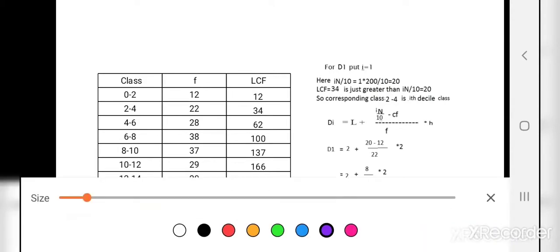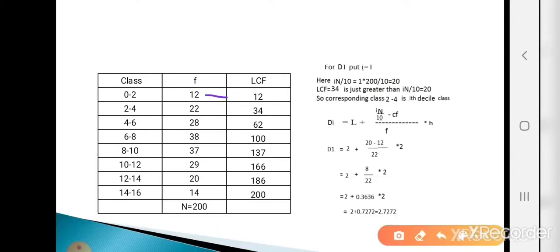Write down the first frequency value as it is. So 12 as it is. Then 12 plus 22, that is 34. Then 34 plus 28, that is 62. Then 62 plus 38, that is 100. 100 plus 37, 137. 137 plus 29, 166. 166 plus 20, 186. And 186 plus 14, that is 200. And here capital N, that is the sum of column F, the total frequency value, is 200.